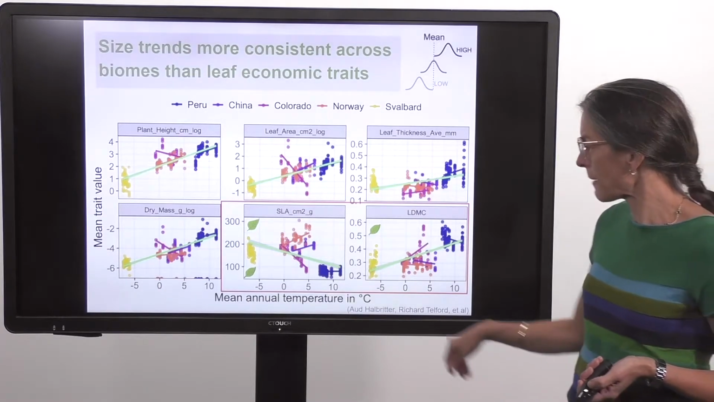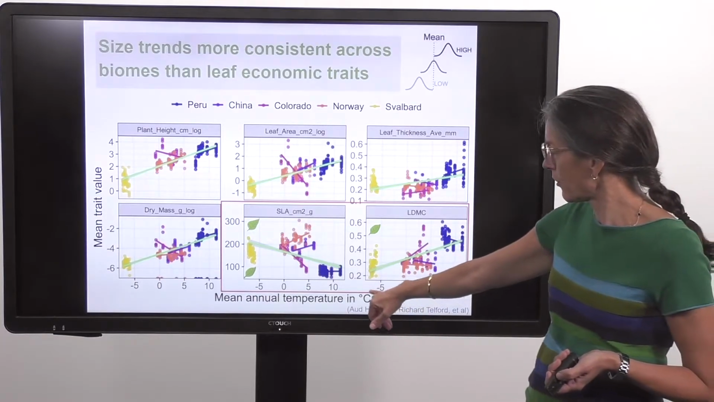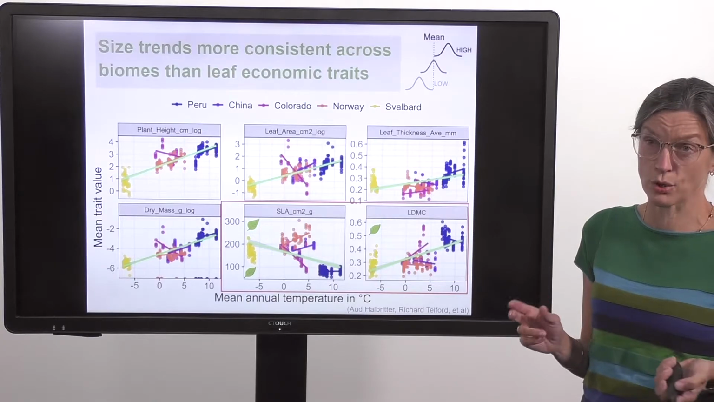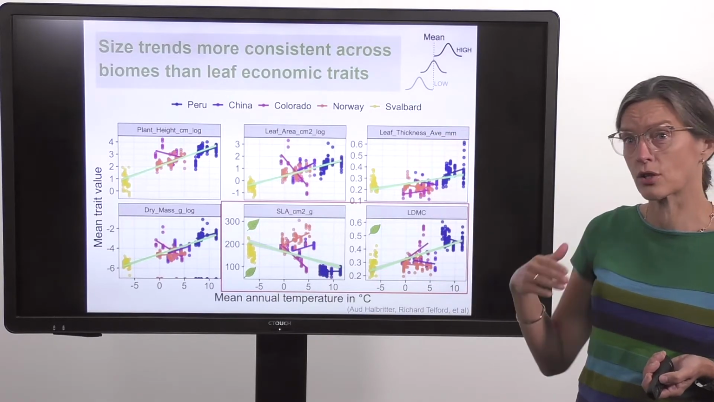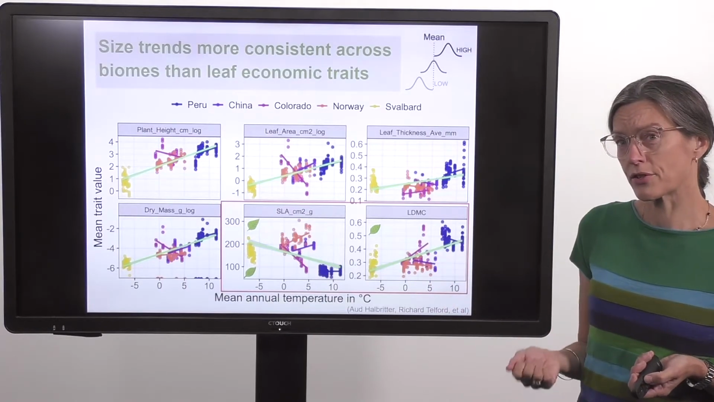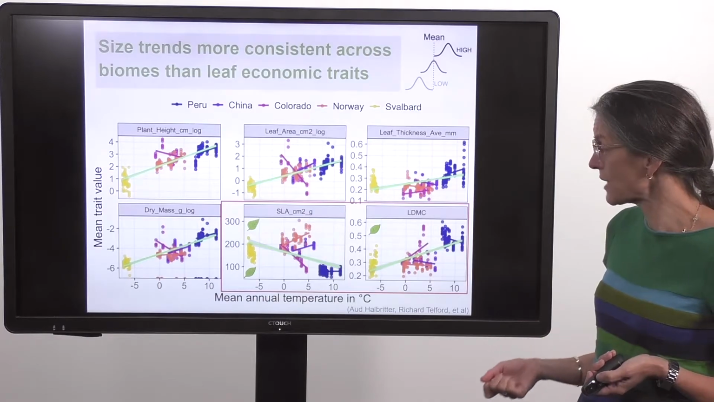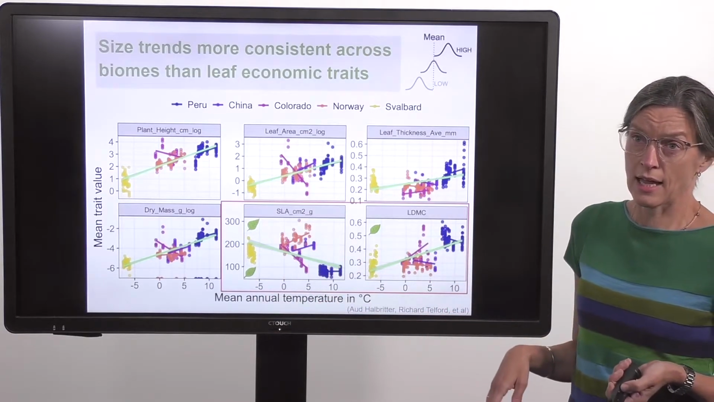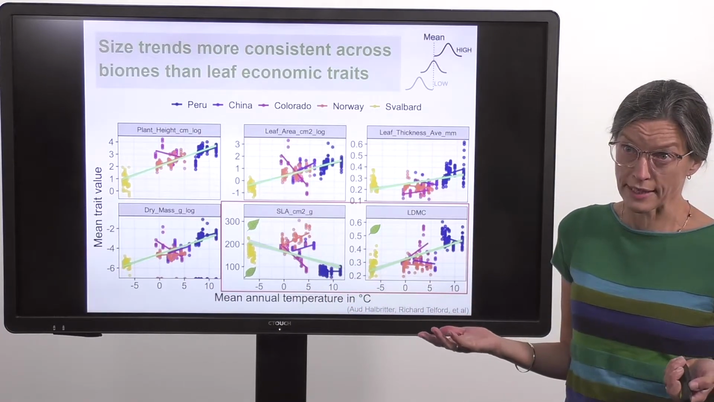Now, we put mean annual temperature on the x-axis here to start with, and this of course conflates 2 things. Firstly, it gets colder as you go up a mountain, and it gets colder as you go up north, but there's also a lot of variation in seasonality between these sites. And so, for example, in the Arctic we have a growing season of 2 months, whereas in the tropics we have a growing season that lasts the whole year.